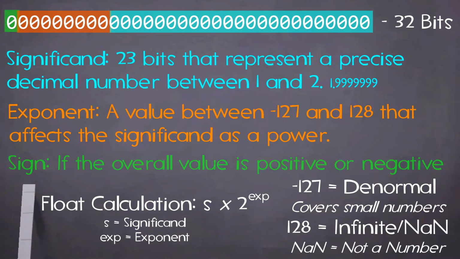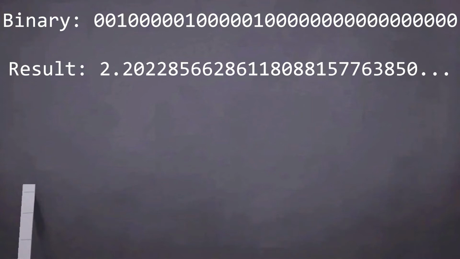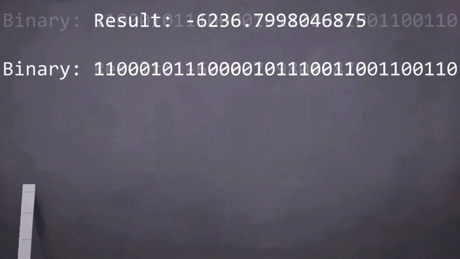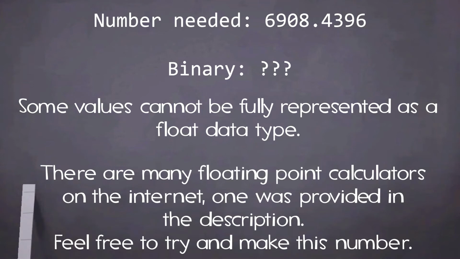The last value is the sign, which stores if the value is positive, which is 0, or negative, which is 1. Through exponents and significands, it's possible to represent a lot of numbers with a lot of decimal places. There are certain values that can't be represented. For example, one such number is 6908.4396. This value is not covered by floating points. No matter how hard you try, you cannot convert it into a proper binary float value. But there is a workaround for this. All you need to do is round it to the nearest possible value that can be represented by a float.